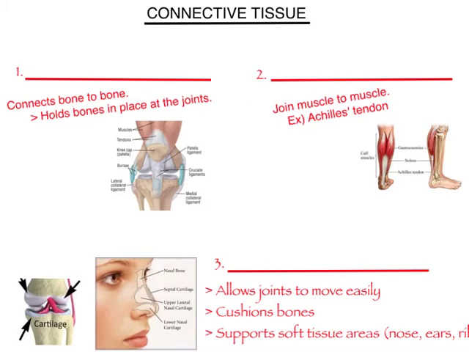Another part of our skeletal system that is often overlooked is the connective tissues that are found within it. We have three types of connective tissues that we're going to discuss. The first type of connective tissue is called a ligament.